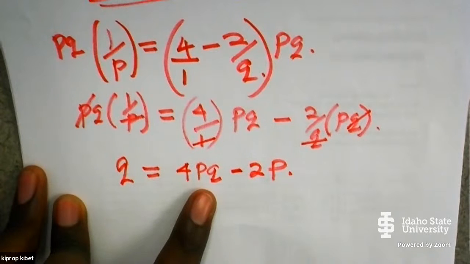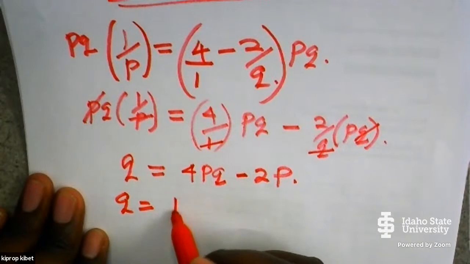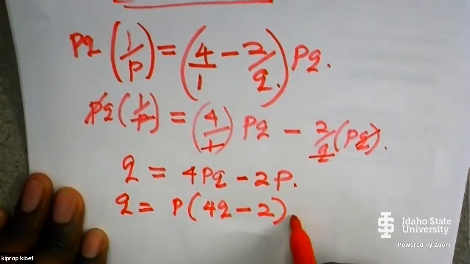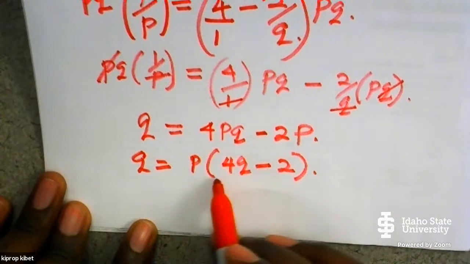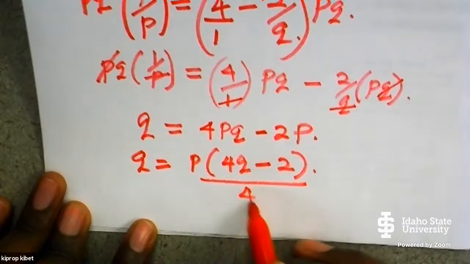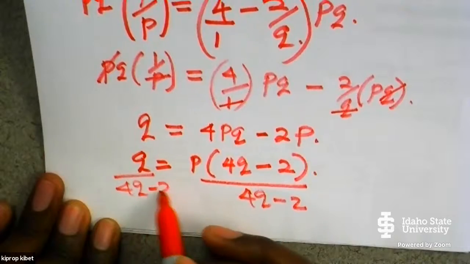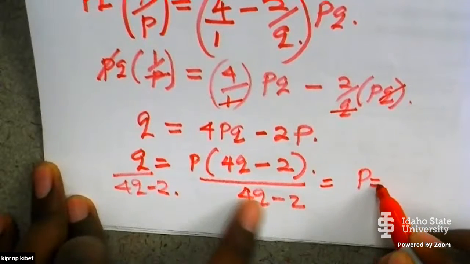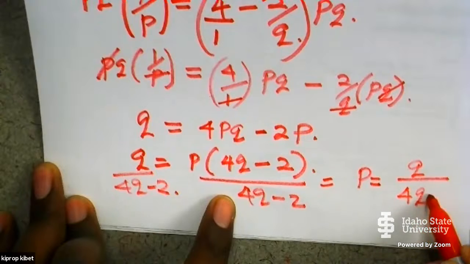You factor out what? P on the other side, right? So q equals, you factor out p here. So p(4q minus what? Minus 2). And then what do you do? You divide by 4q minus 2, all over 4q minus 2. Okay. So finally, our p equals q all over what? 4q.